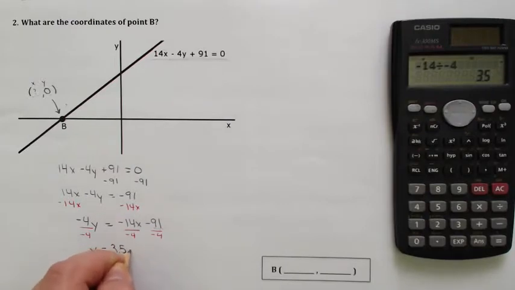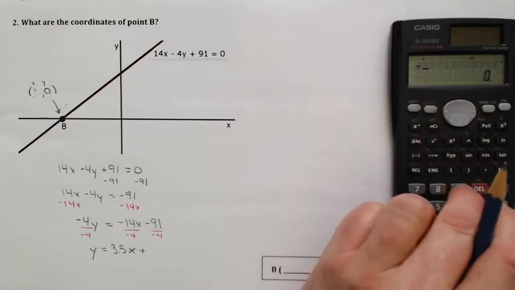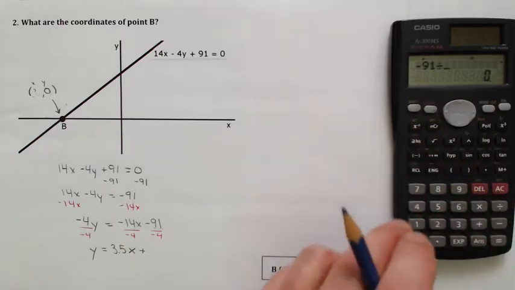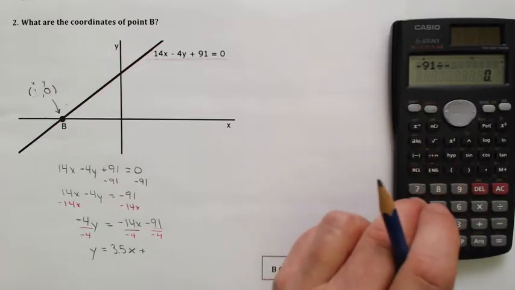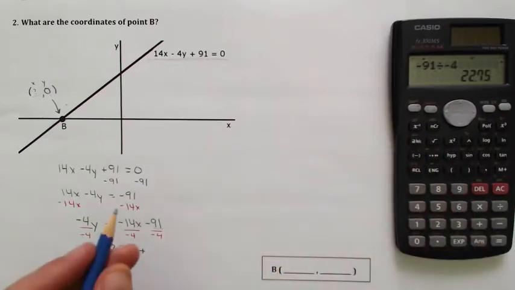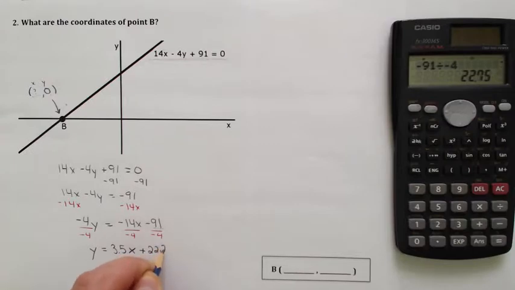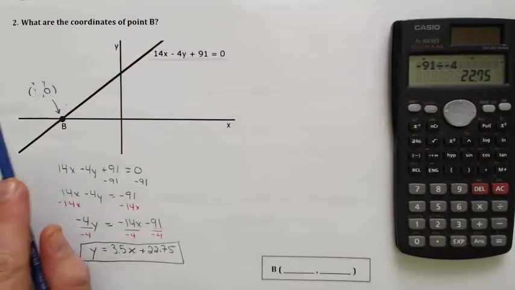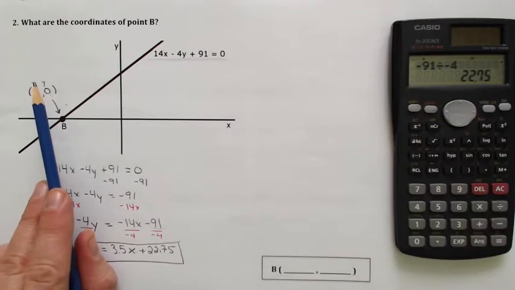So 3.5x, don't forget that x is still there. And then negative divided by negative will be a positive, but we'll just confirm that. Negative 91 divided by negative 4 is going to give me a positive 22.75. So this is my isolated equation over here, y is equal to ax plus b. And you can see I have two variables, and I want you to be reminded now of what I'm looking for. I'm looking for that x, and I know the y.